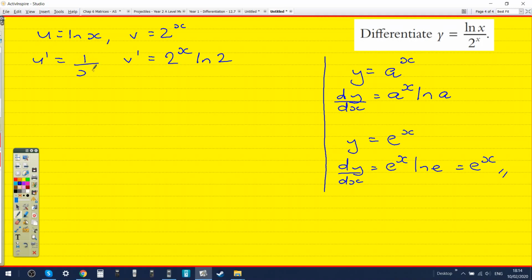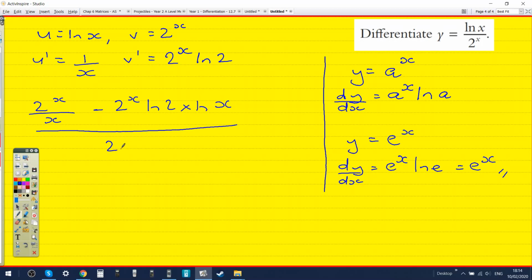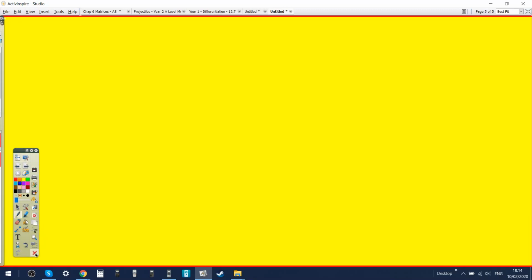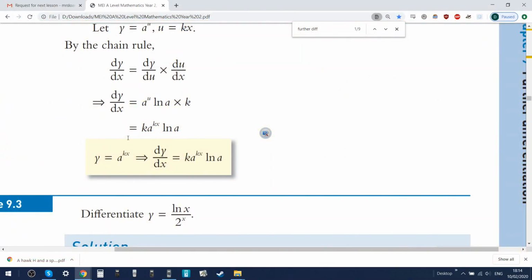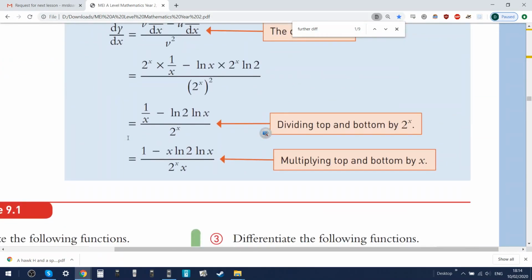Okay. So then you do 2 to the x times 1 over x minus 2 to the x ln 2 times ln x all over 2 to the x squared. Yep. And I wouldn't simplify that. Because if they then said like find the gradient or something, you would then just use that.